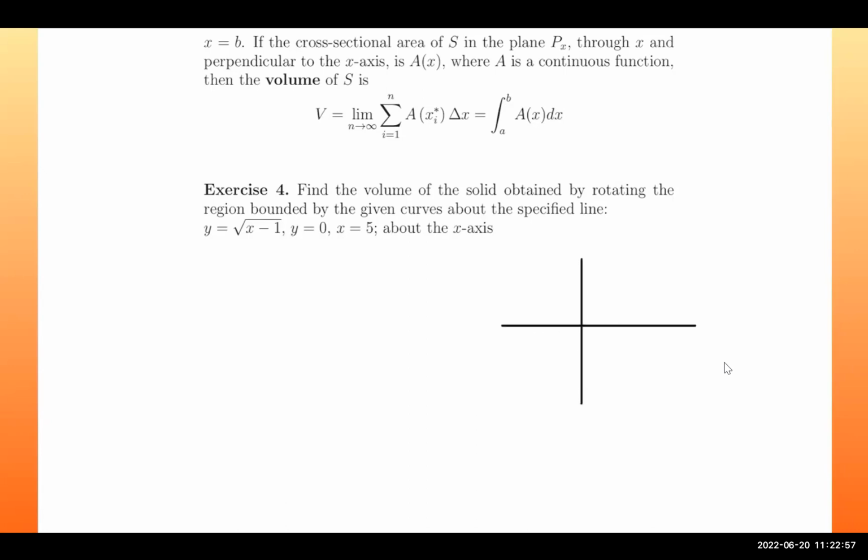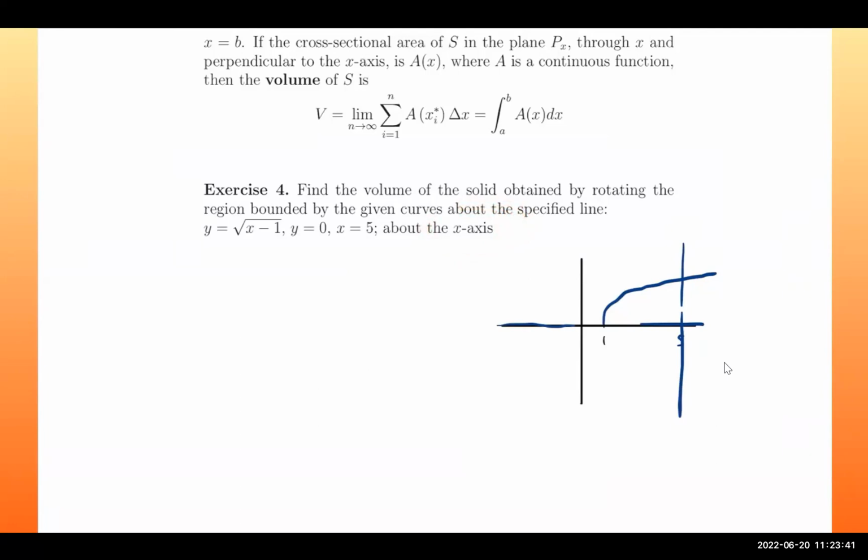So let's sketch the graph. This graph is going to look something like this, a square root function, and it's going to go from 0 to 5. Let's see, y equals 0 is going to be this horizontal line right through the x-axis, and then x equals 5 will be this vertical line. And so if you rotate that over the x-axis, it's going to create a solid.